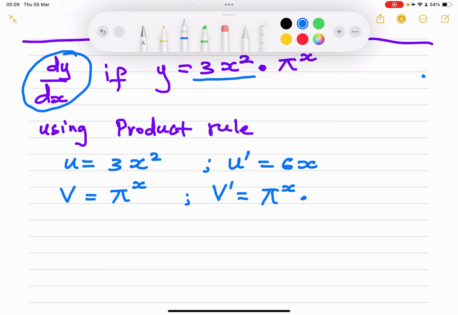And then you multiply it by ln of the base. So ln of the base is pi, you see, so you have ln pi. You multiply it by the derivative of the exponent. The derivative of x is 1.